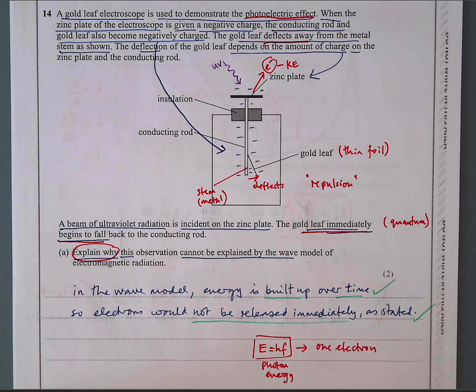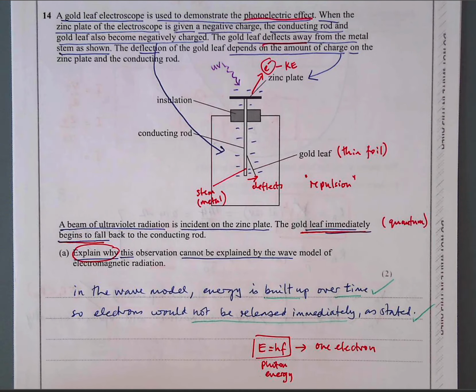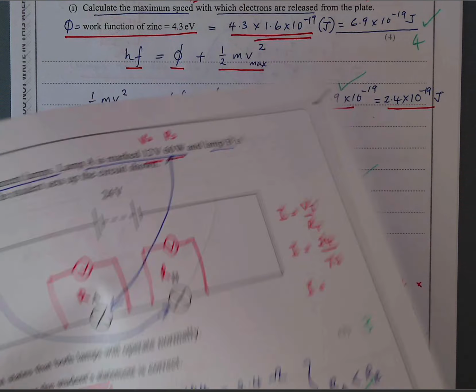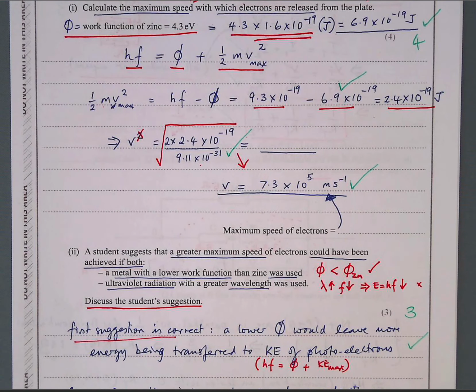So the buildup of the electrons escaping will be based on the number of photons that come in, rather than a gradual buildup of energy that comes in. Okay, so that's the first part of question 14.